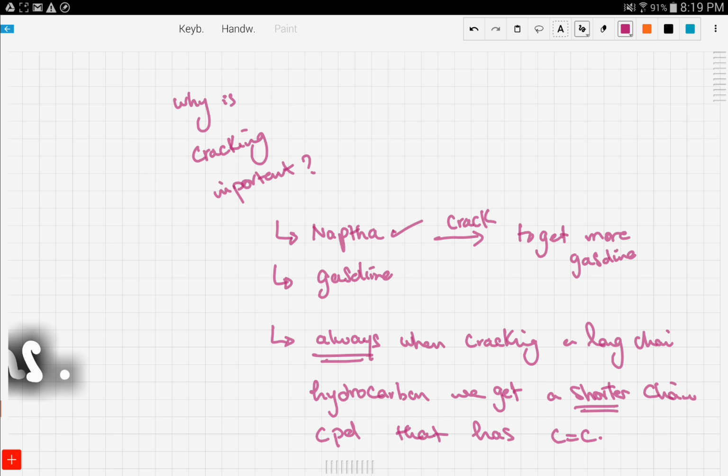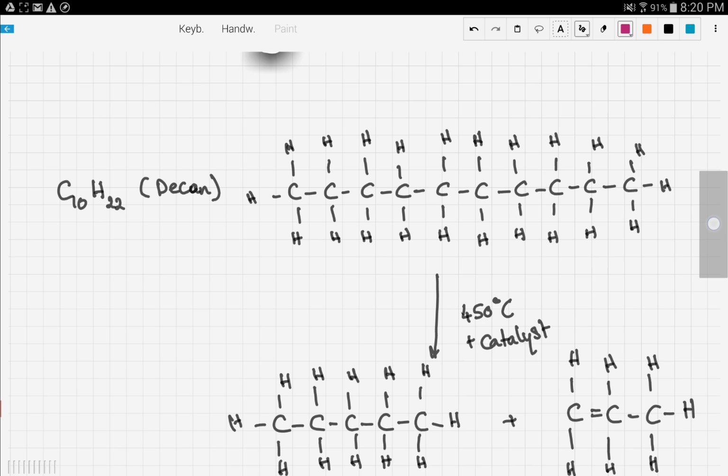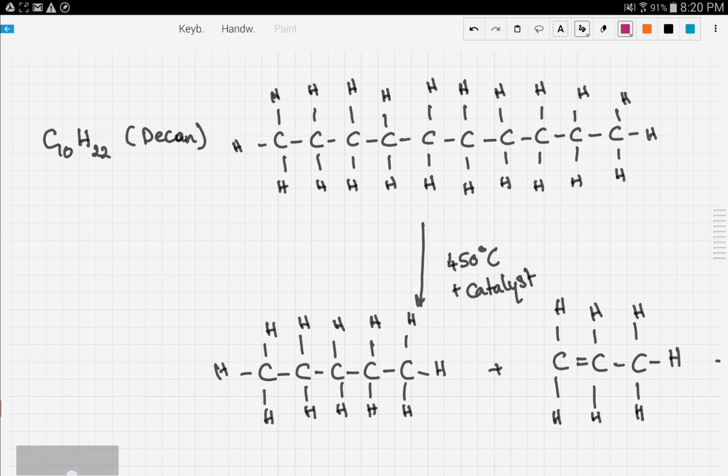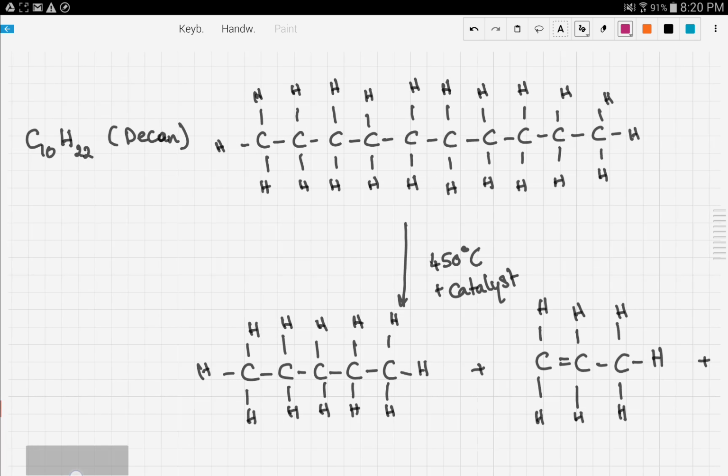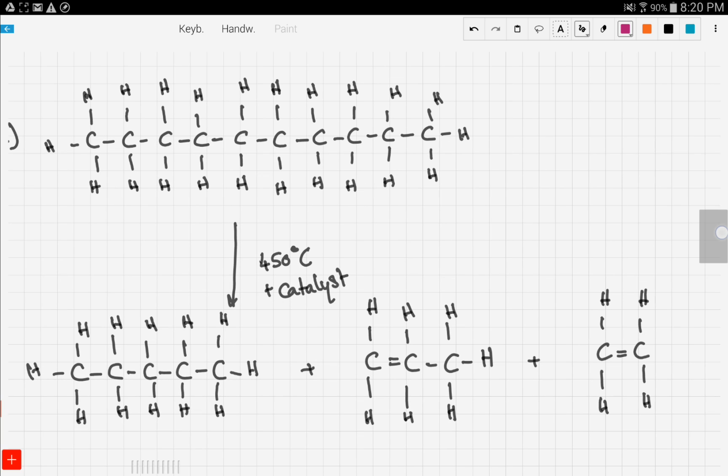So let's see some examples. Well, I know this is gonna freak you out because this is a very long chain compound, and this is decane, and decane is also naphtha. So this is naphtha, and it has 10 carbons in the backbone of the chain. So when cracking naphtha using a catalyst at 450 degrees Celsius, the following three products are produced.